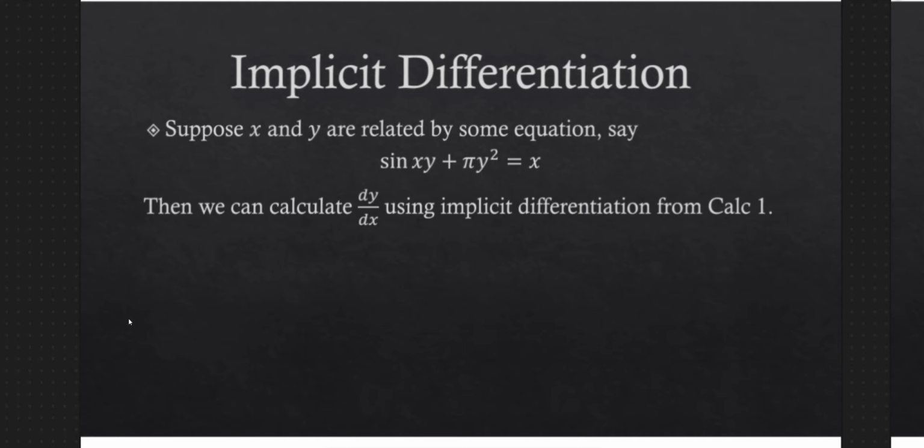So remember back in Calc 1, using implicit differentiation, say we have an equation like this: x equals sine of xy plus pi y squared. And we want to figure out how y changes with respect to x. So here, y depends on x. How would we do this using Calc 1 methods?